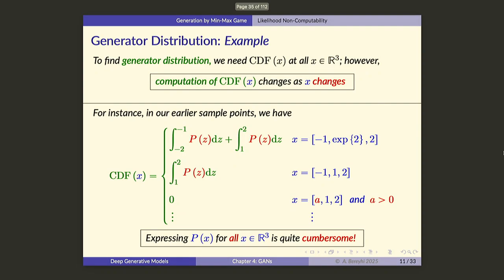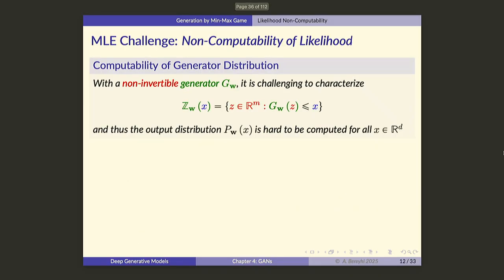Moral of the story, it is quite hard to analytically specify this CDF. And because you cannot do it, you essentially cannot compute the derivative to end up with the distribution. So the moral of the story here is that when your function is not invertible, this z set is very hard to specify, and because of that, the distribution itself is very hard to specify for a general point x, and due to that, you're going to have trouble for training.